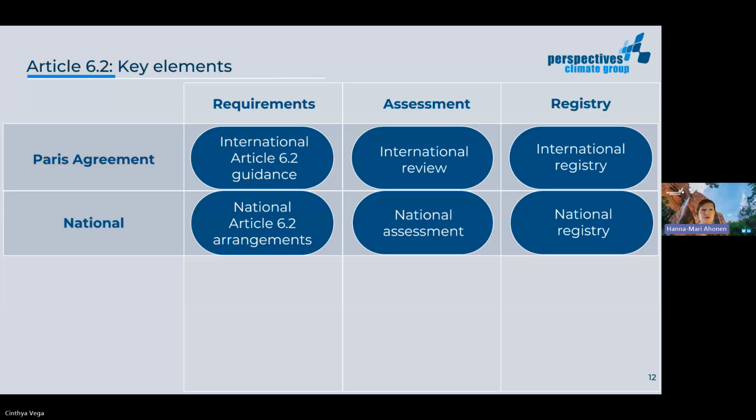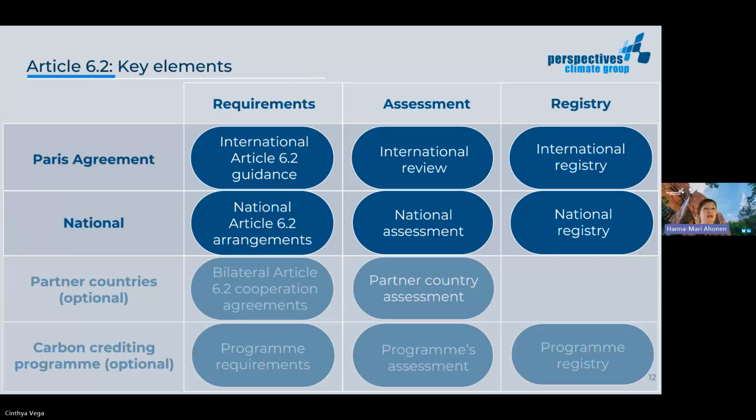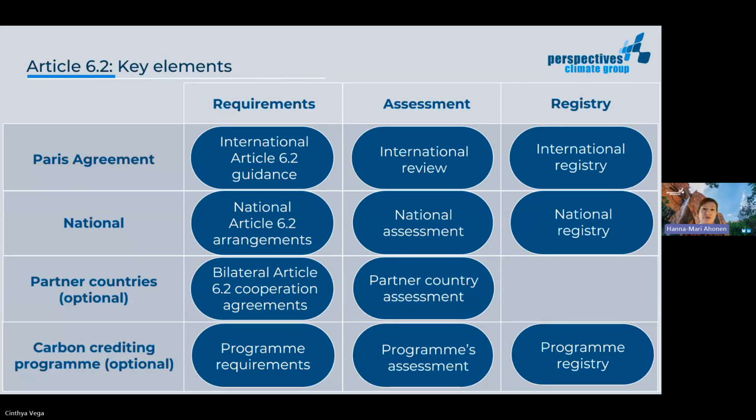And then the countries will do their own assessment on what they're going to authorize as ITMOs. So that's going to be the assessment. And then they report about how they do this to the UN or the Paris Agreement. And then these reports are then reviewed internationally. And typically you can have a national registry, but if you don't want a national registry, you can also use the international registry. There's also other levels that are optional for Article 6.2.